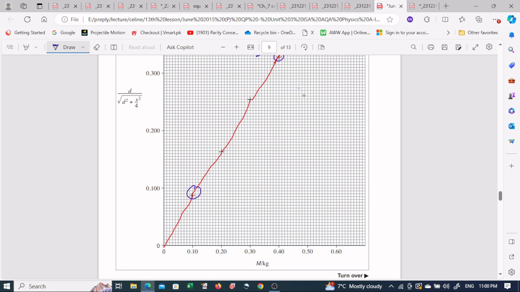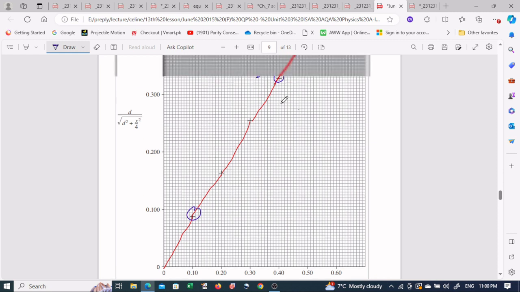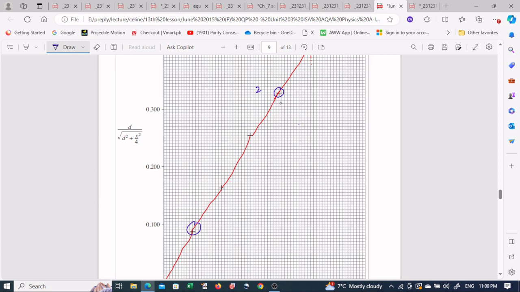So I use these 2 points. You can choose any 2 points. On the graph there must be 3 or 4 points. Now we need to find the slope, or gradient, of this line. In order to find the gradient or slope of this line, we must know the ratio of rise and run. The gradient is equal to y2 minus y1 over x2 minus x1.